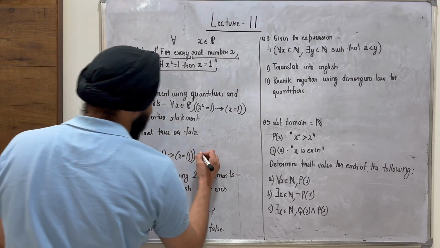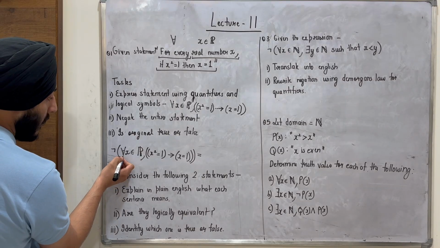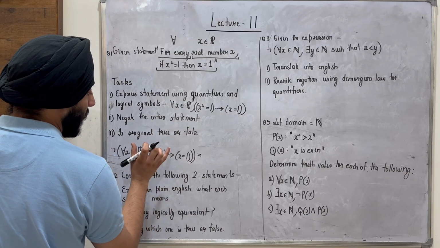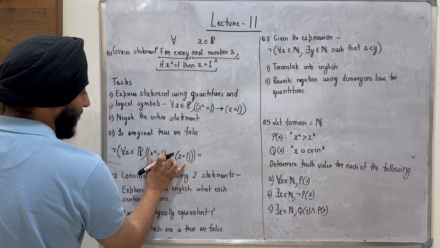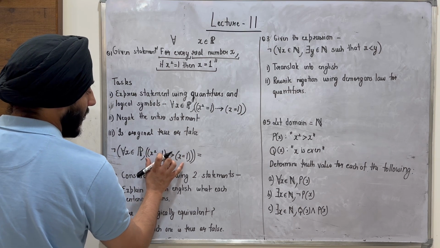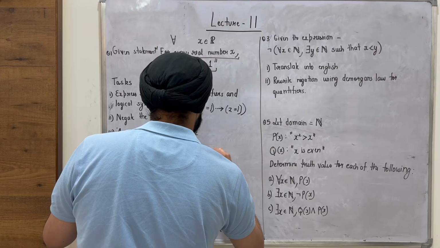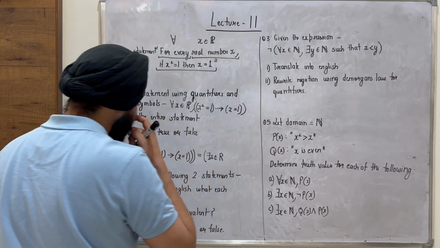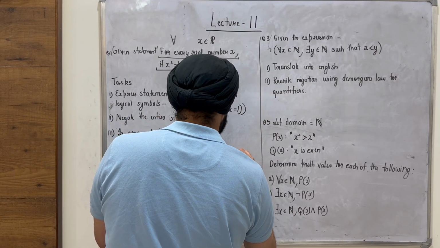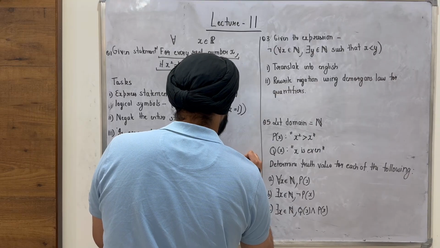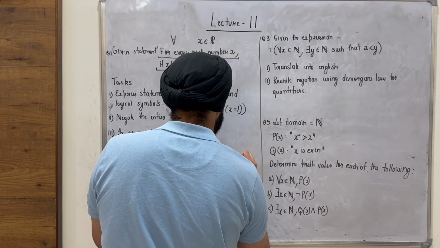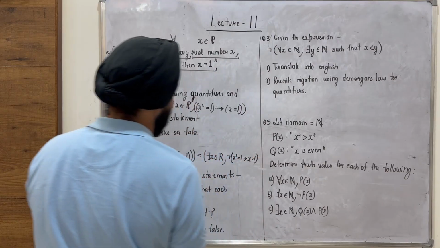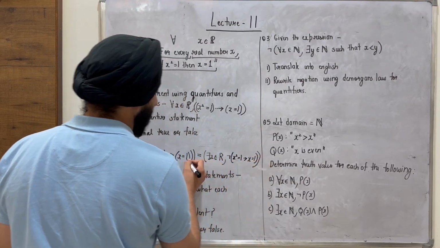Okay, how do I negate it? Simply, I convert this symbol into the there exists symbol, right? And this is the predicate that I have. This is my entire predicate, and I'm just going to do the negation of this entire predicate. So what I get is there exists x, which is an element of the real numbers, such that negation of x square equal 1 implies x equal 1. Okay, so this is going to be the entire answer that I get.